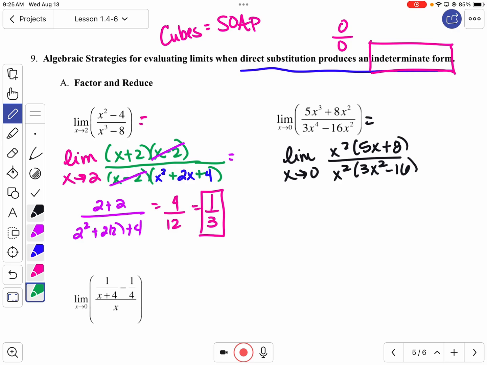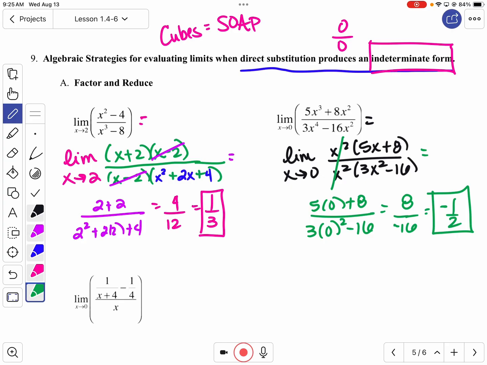I'm going to reduce those x squares and try plugging in 0 again. If I plug in 0 this time, 5 times 0 plus 8, notice I dropped the limit, over 3 times 0 squared minus 16 gives me 8 over negative 16, or negative 1/2. And that is the value of my limit. In other words, if I took that whole big function and put it in the calculator and looked at what happened as we got close to 0, my y's would be getting closer to negative 1/2.